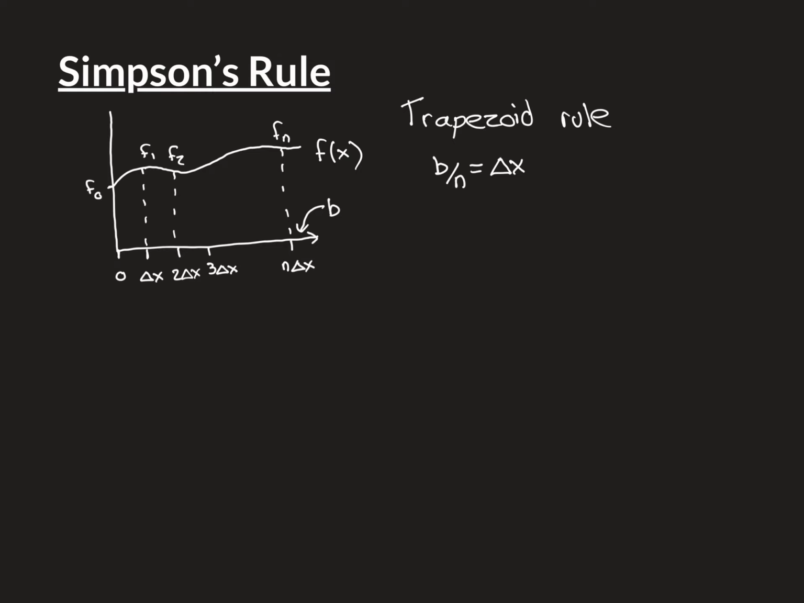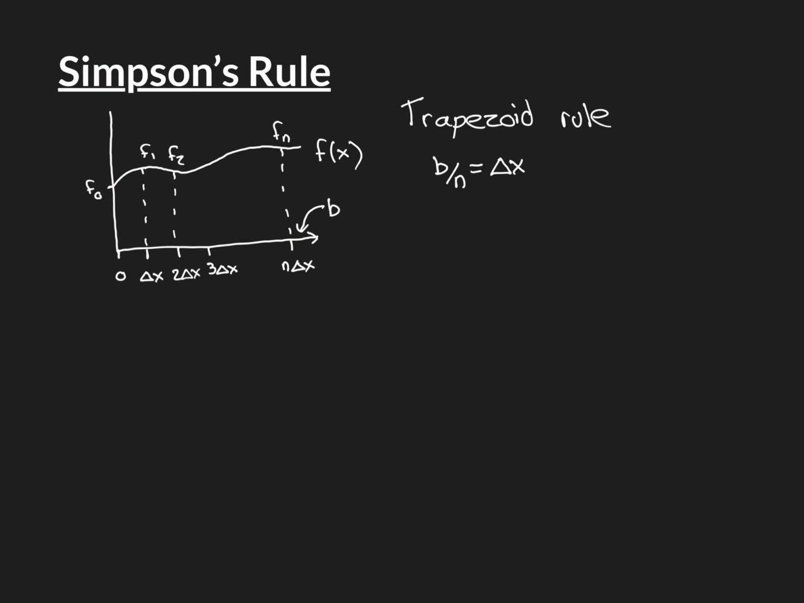So just to set the scene for Simpson's rule, I'm going to quickly discuss a simpler method of numerical approximation for integration, which is called the trapezoid rule. So we are trying to find the integral of our function from 0 to this point, which I'm going to call b just for now.